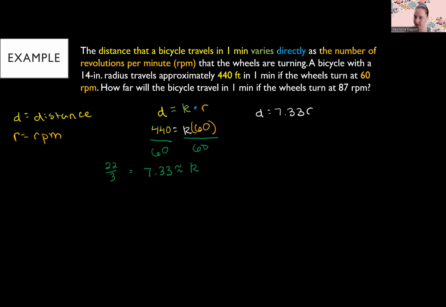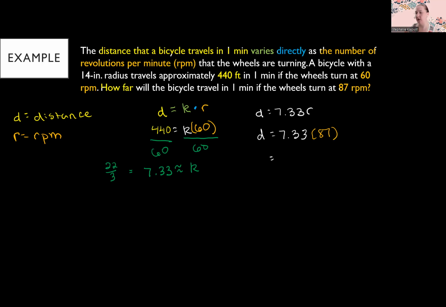So now we go to the final sentence here. How far will the bicycle travel in 1 minute? So we're looking for how far. So that's asking about the distance. And they are giving us the RPM if the wheels turn at 87 RPM. So they're giving us the value for R. So I've got D equals 7.33, and then R is 87, because that is our value for the RPM.